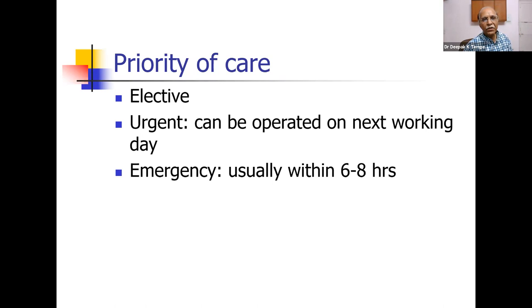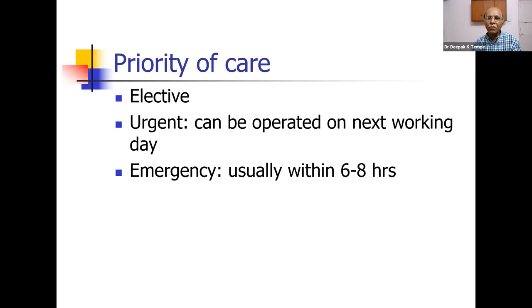In the COVID era, we canceled all the elective surgeries. All these patients could be delayed for a period of 1 month. And at the end of 1 month, you assess them again and you again find that they can wait for another month. So you do not subject them to surgery. So that is elective surgery. Urgent means it can be operated on the next working day.